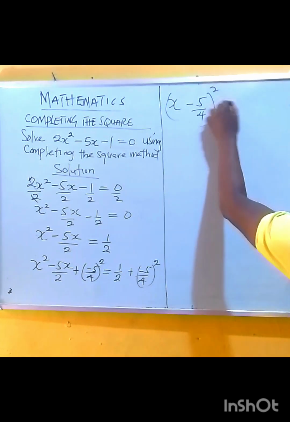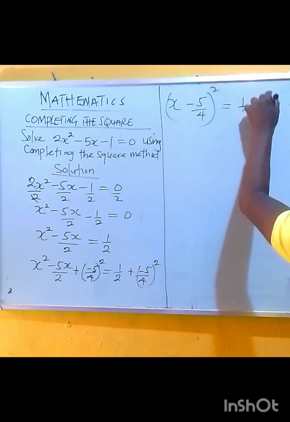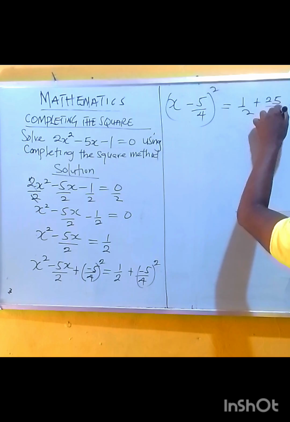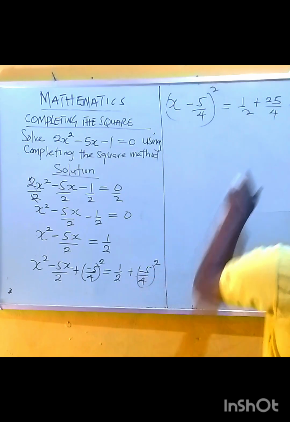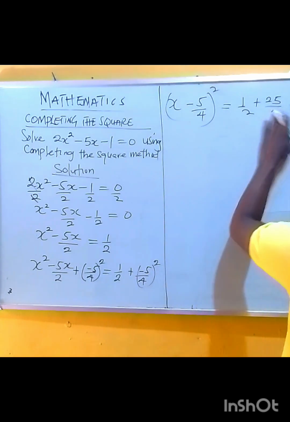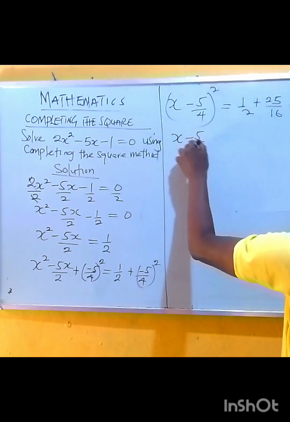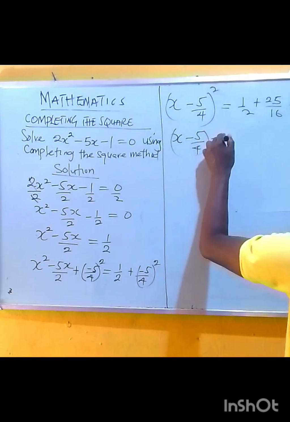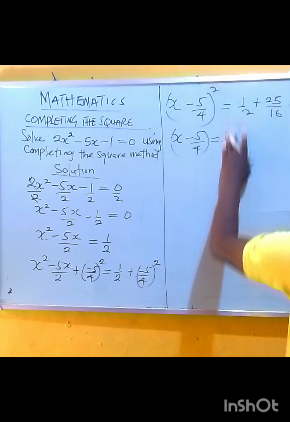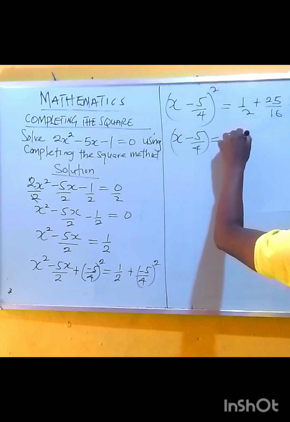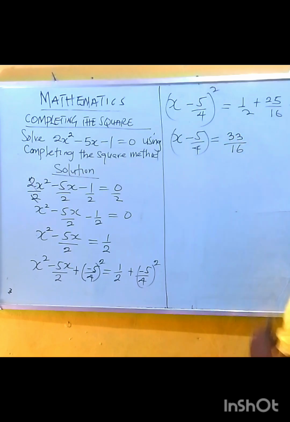Which is equal to 1 over 2 plus 25 over what? Over 16. That is, the square of minus 5 is 25. The square of 4 is 16. So I'll now have x minus 5 over 4 all squared is equal to, now half plus 25 over 16 will give me 33 over 16.